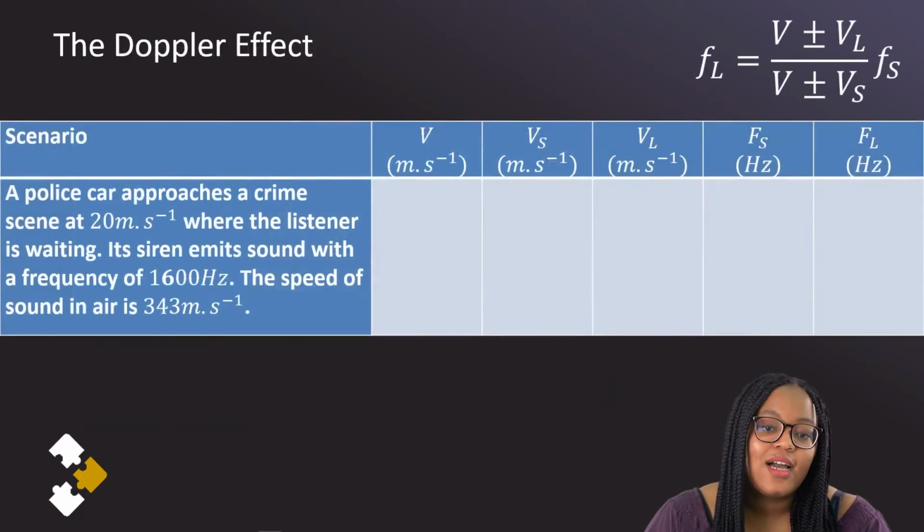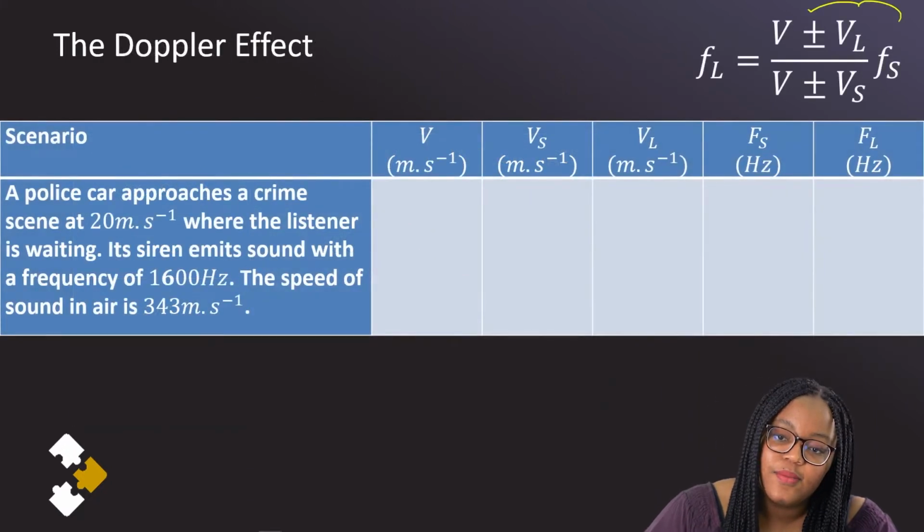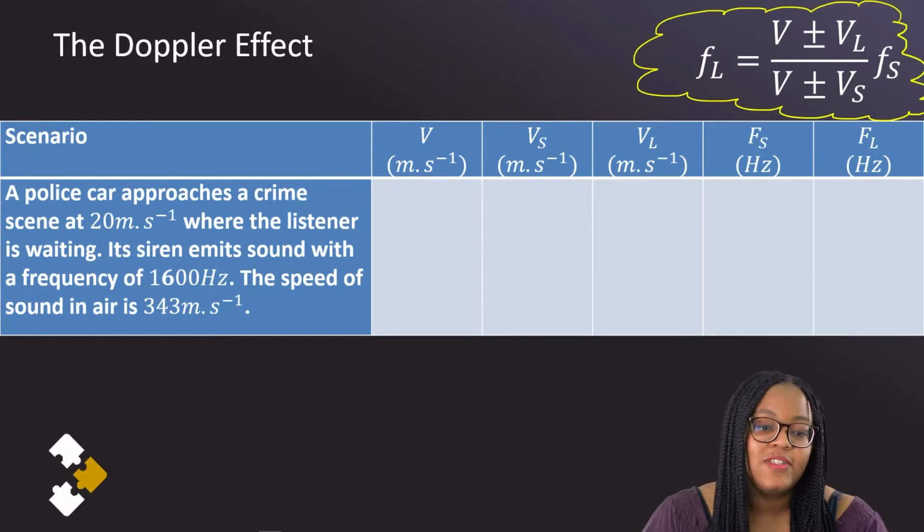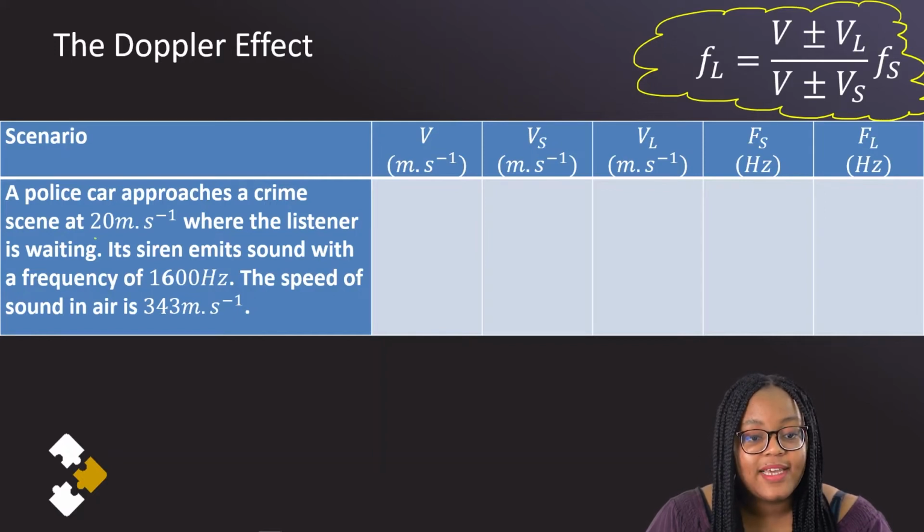Let's move on to putting our Doppler effect into practice. As you can see, here we have our Doppler formula. And we've been given the above scenario. A police car approaches a crime scene at 20 meters per second, where the listener is waiting. Its siren emits sound with a frequency of 1600 Hz. The speed of the sound in air is 343 meters per second.